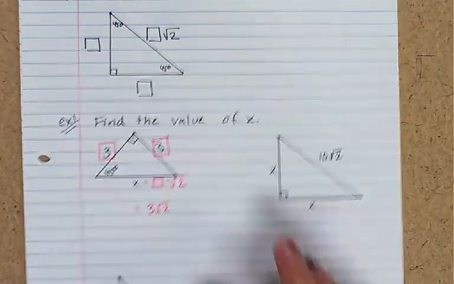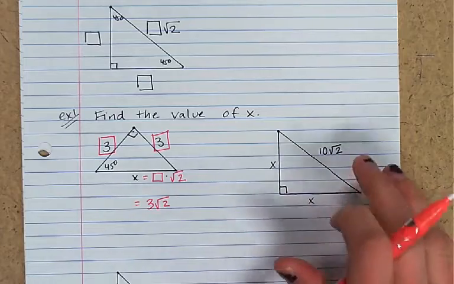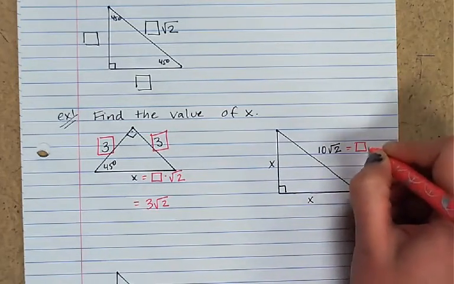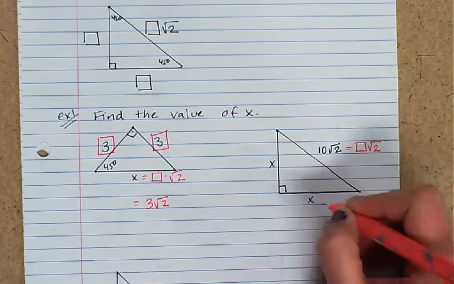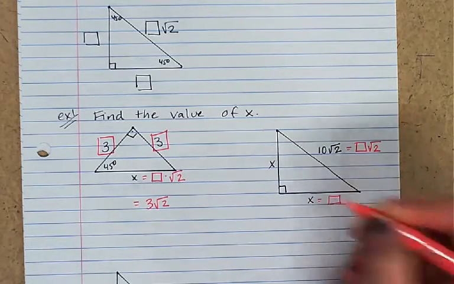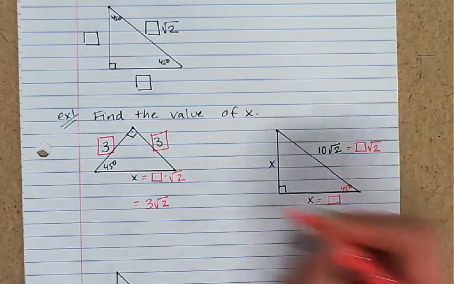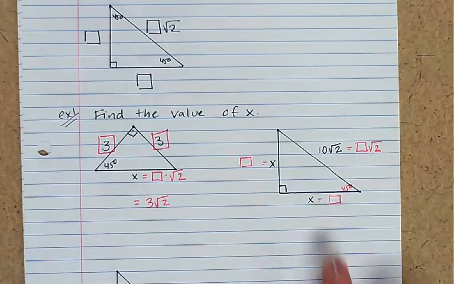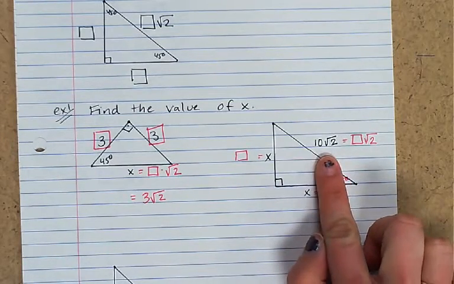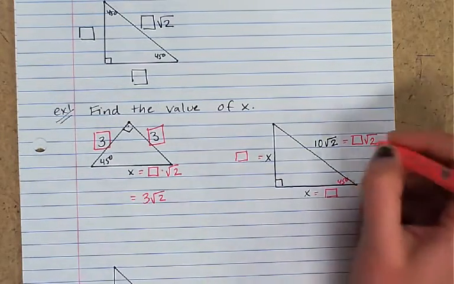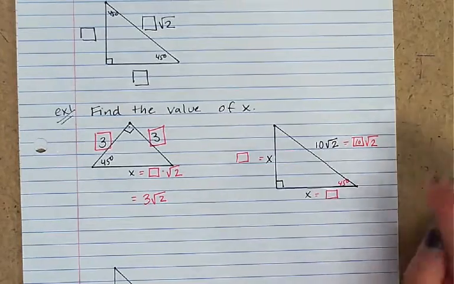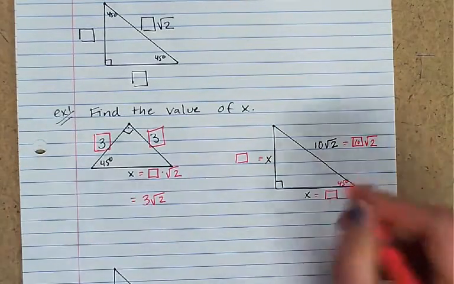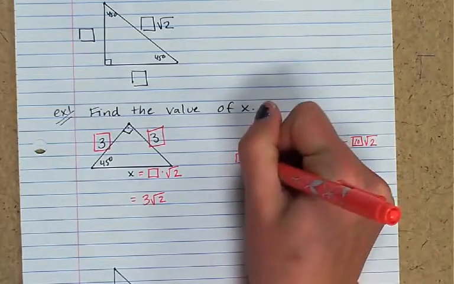On the second one, we have x, x, and 10 root 2. So this one is in the box root 2 part. And the legs here, oops, I forgot to put a 45-degree symbol there, is just in the box. So if we know the hypotenuse is 10 times the square root of 2, we can just pull off the root 2, and we know that both side lengths here will be 10.